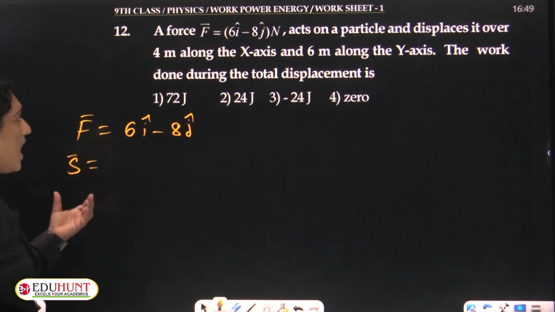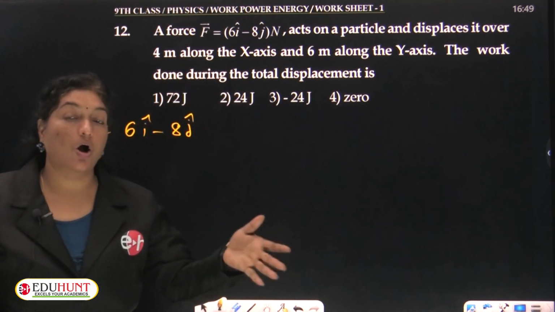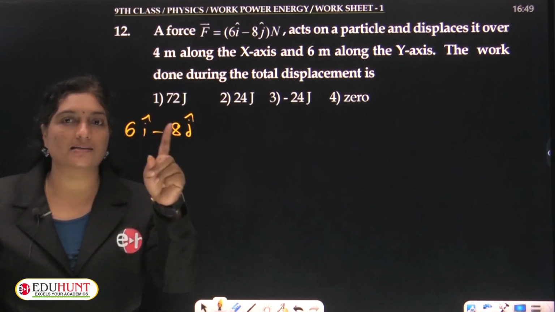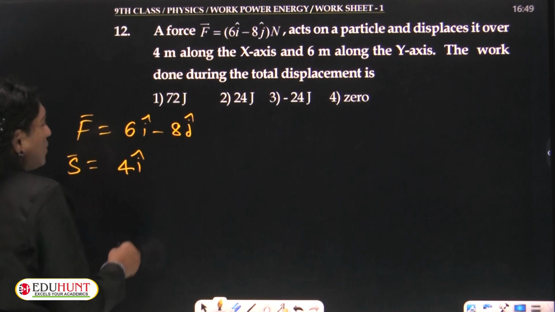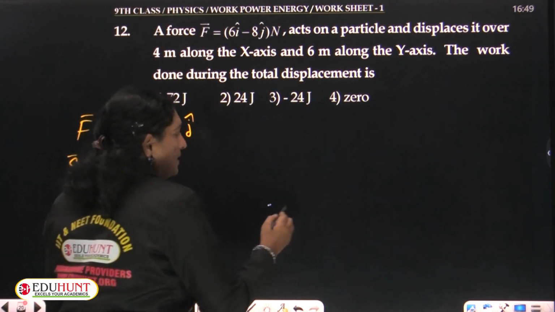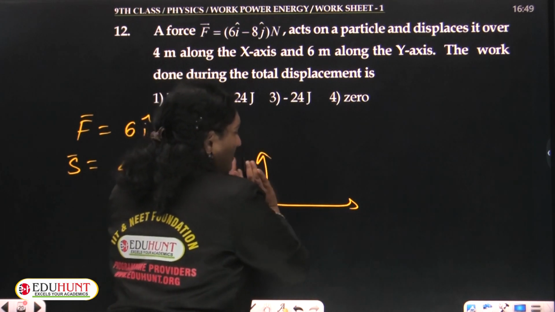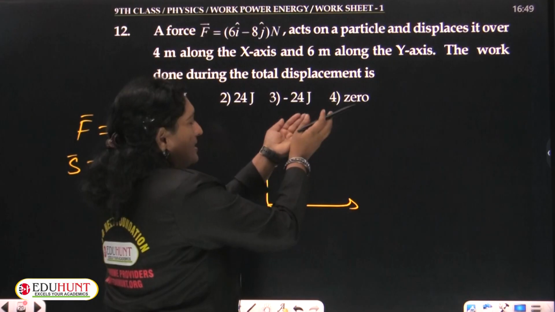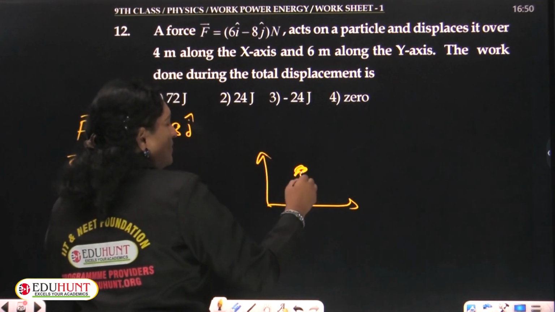The displacement vector: how much portion has it covered on the x-axis? 4 meters on the x-axis. On the x-axis the unit vector is i cap, so this is 4i cap. Not only the x-axis, it also covers the y-axis. So the body is taken along the x-axis as well as the y-axis. So somewhere the body is there. So it is carried towards the y-axis.